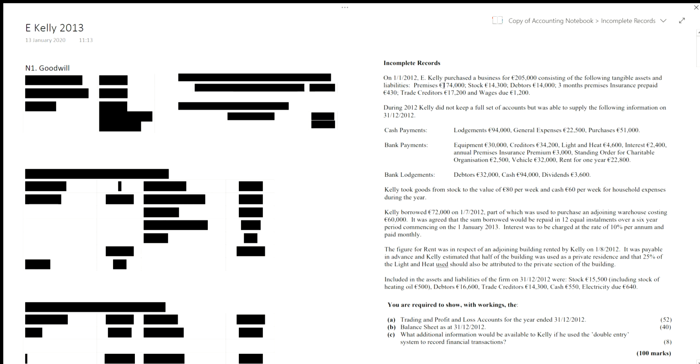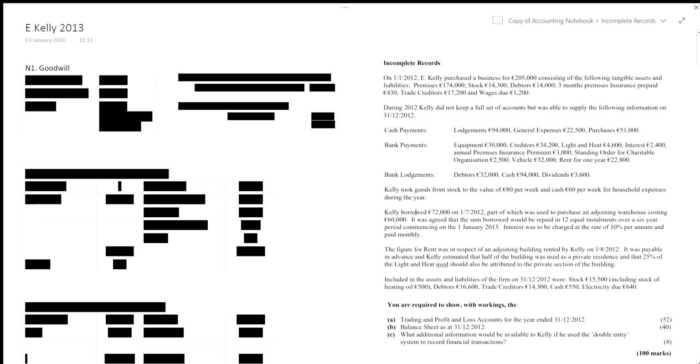Then we're told, because the question is called incomplete records, that we did not keep a full set of accounts, but we had the following information supplied. And as normal, you have a list of different things involved, but the list here gives us cash payments, bank payments, and bank lodgements. So this is cash out, bank, again, bank money out. We'll have to keep these separate, but they're the same concept. And this is money in to my bank.